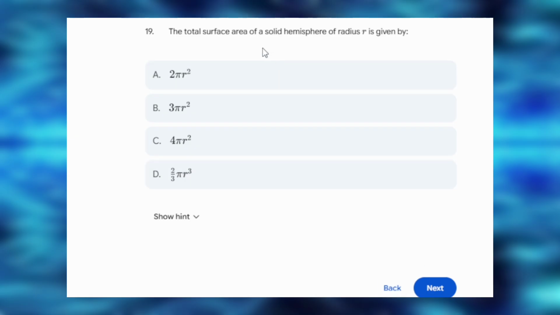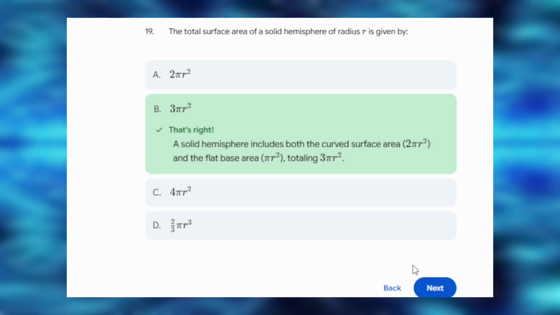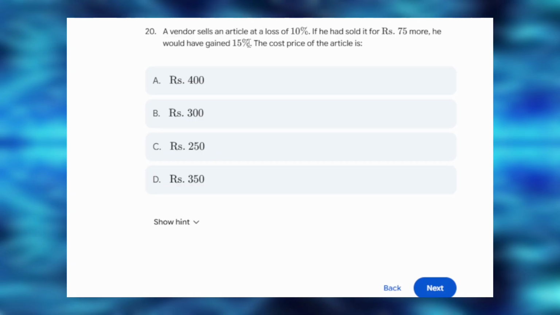Next sum. The total surface area of the solid hemisphere of radius r is given by? Total surface area of the hemisphere is 3 pi r square. Direct formula. A vendor sells an article at a loss of 10%. If he had sold it for 75 rupees more, he would have gained 15%. The cost price of the article? Here loss is 10%, gain is 15%. The difference is 25%. The 25% of cost price is 75.